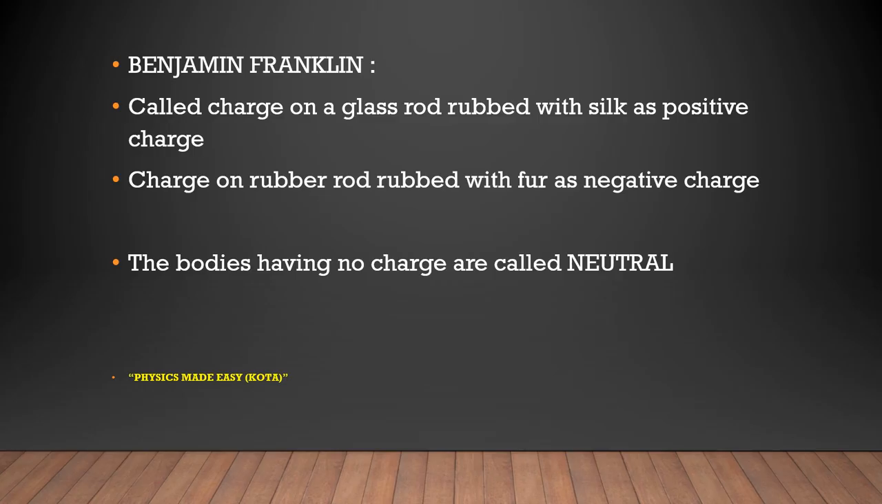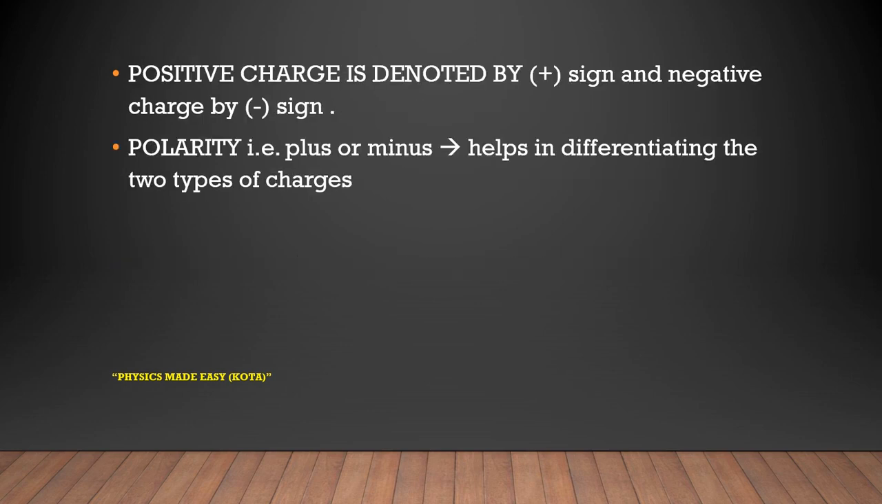It was Benjamin Franklin who called the charge on a glass rod rubbed with silk positive charge, and the charge on a glass rod rubbed with fur negative charge. And the bodies having no charge on them are called neutral. Positive charge is denoted by a plus sign and negative charge by a minus sign. It is also known as polarity. Polarity means the plus or minus of a charge, a property which helps in differentiating the two types of charges.